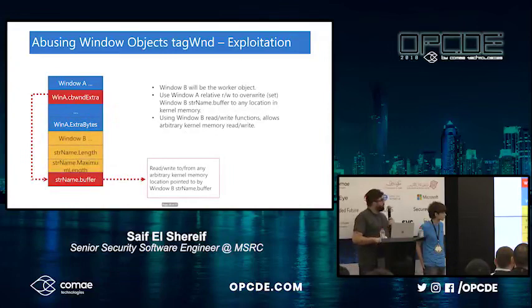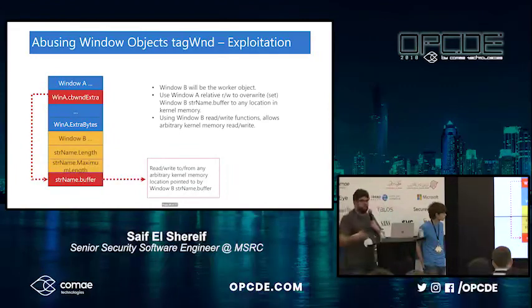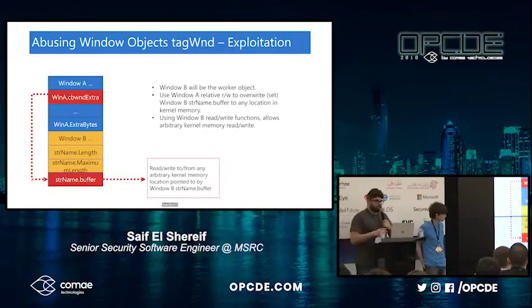So window B will be the worker object. We will use the relative read and write that we gained from the previous memory corruption to actually write into the string name buffer pointer whatever pointer that we want. And that means that we will use the read and write functions from the string name buffer, we'd be able to actually read and write from any location in kernel memory. So that was the basic part.